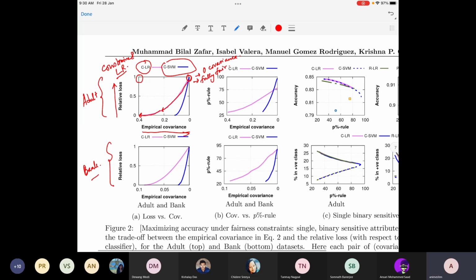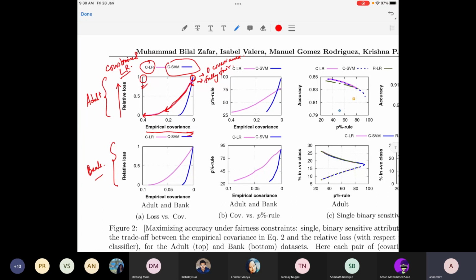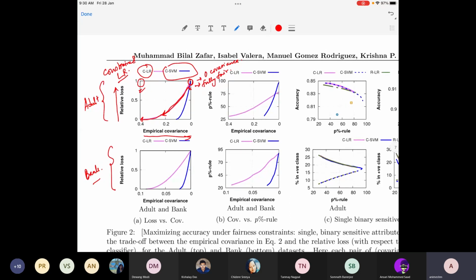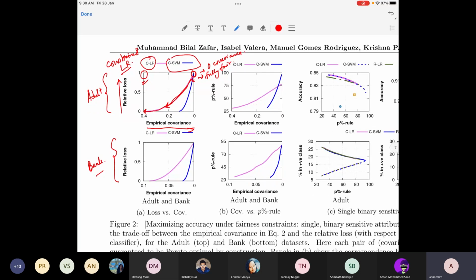So here it is fully fair, where covariance is 0, the relative loss is maximum, and then one increases the covariance. Okay. And as the covariance increases, it goes further away from the fair classifier. Okay, it becomes more and more unfair, and it slowly converges to the unconstrained classifier. At this point, the relative loss becomes 0. Okay, same is the case for the other one, the bank data.